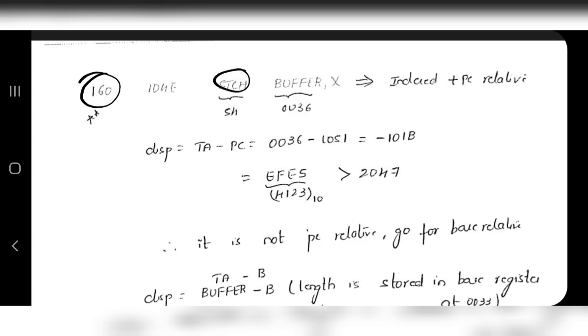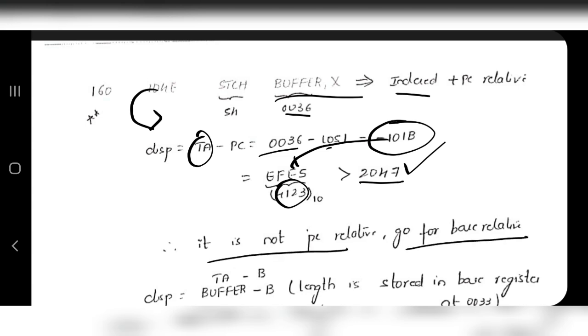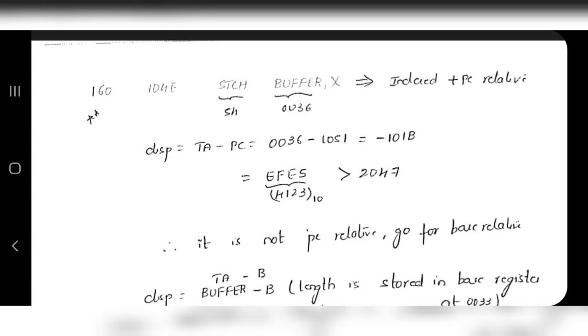So as you can see here, STCH BUFFER comma X. If the command comes in this form, comma X, at that time it is indexed. Okay, calculate the target address 0036 minus the next line of this one, it's 1051. You will get a negative value, and when you convert it into hexadecimal, you will get a value which is greater than 2047. If it is greater than 2047, it is not PC relative. Then go for base relative, because PC relative's range is 2047, and here you will have minus 2048, I guess. So if it is beyond this range, go for base relative.